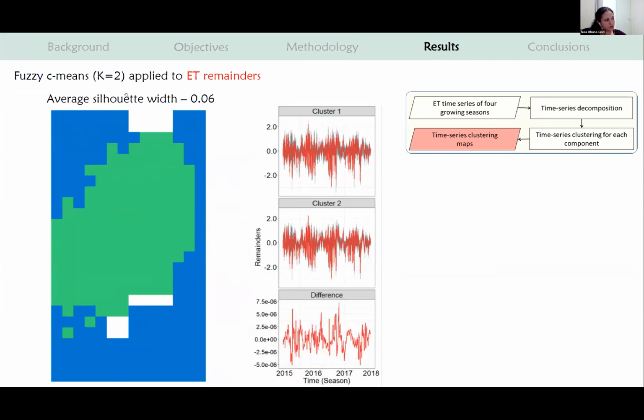And for the remainders, first of all, we see that the model performance is basically 0, right? So the clustering, we can't use it. So daily variations is not a good component to use if we want to partition the field into management zones, right? The difference also varies around 0. So it's not good to use. That's basically what I'm making of it.